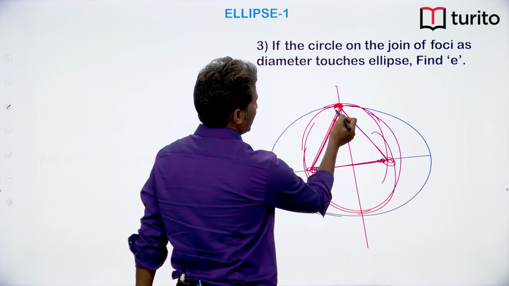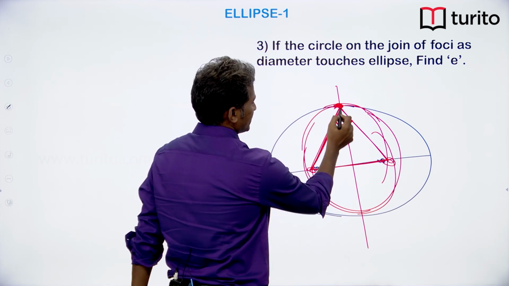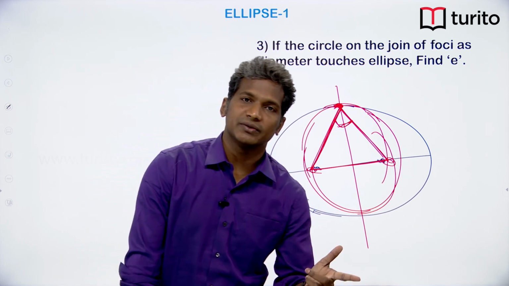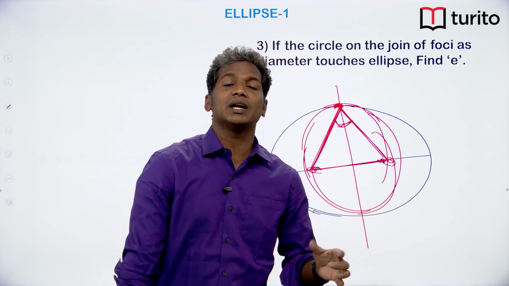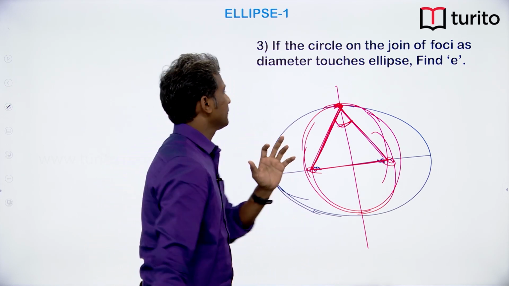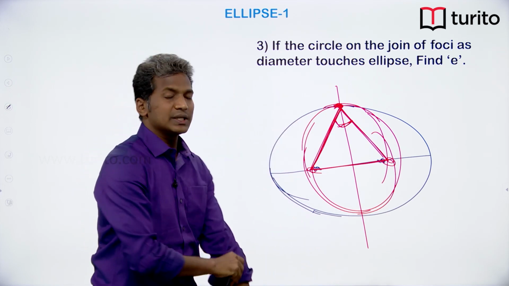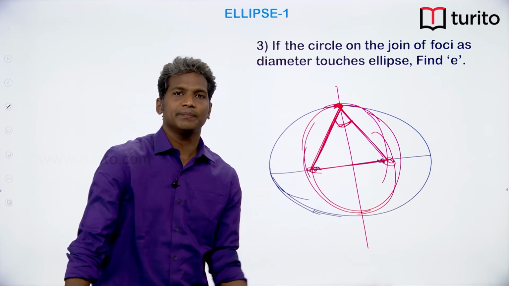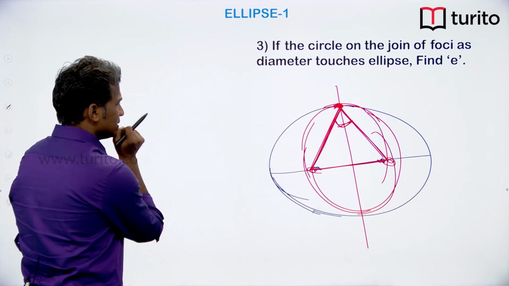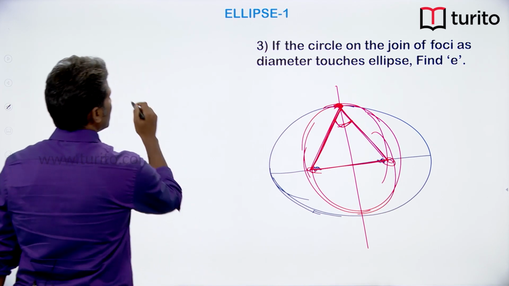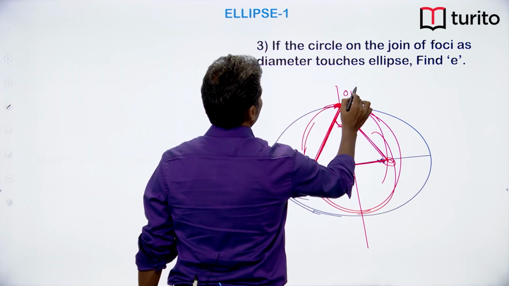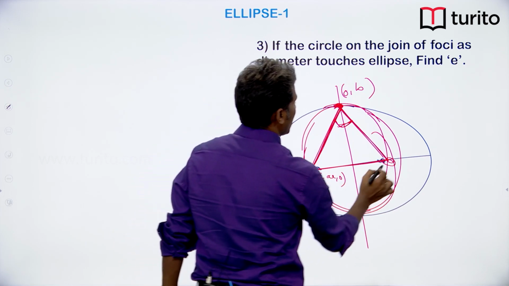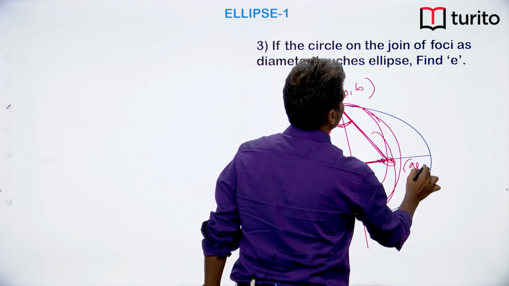So if I take the slopes here and take the product of the slopes, it becomes minus 1. This is a faster idea than going for the distances. Okay. So you can also go for the distances and simplify, but this must be enough. So what do we get here? This is 0 comma b, this is minus ae comma 0, and this point is ae comma 0.